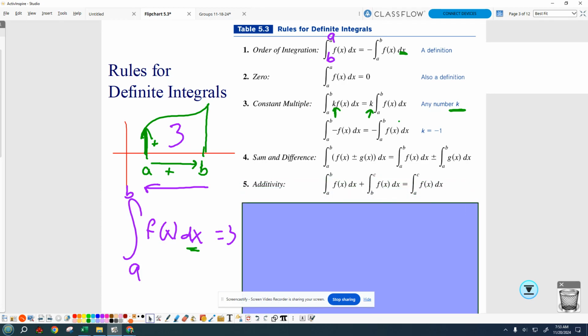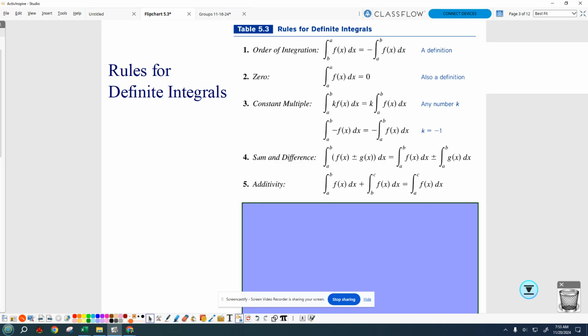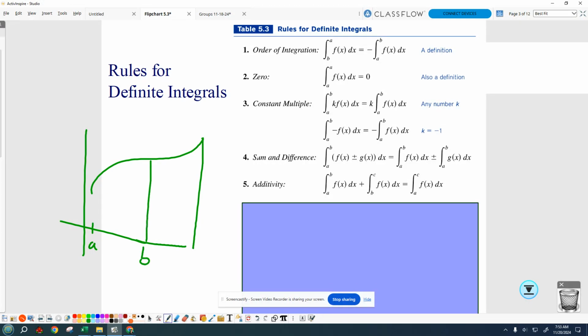Okay, then there's this one. They're saying if you integrate from A to B and B to C, it's the same as finding the area from A to C. Is that reasonable? Okay.